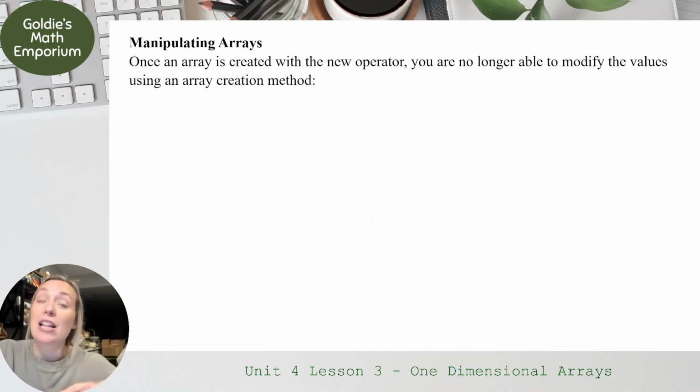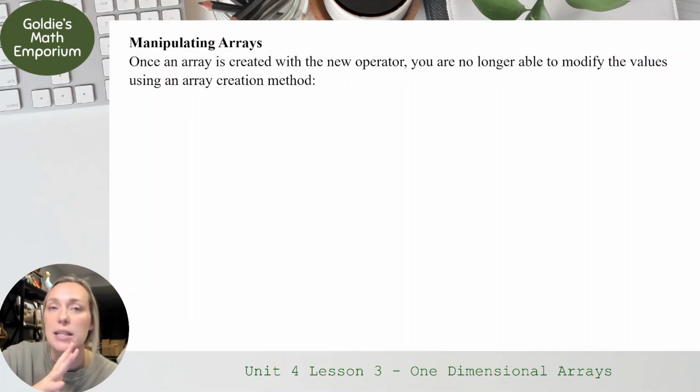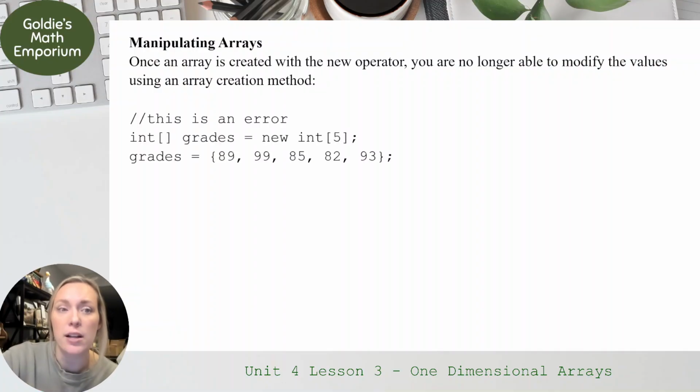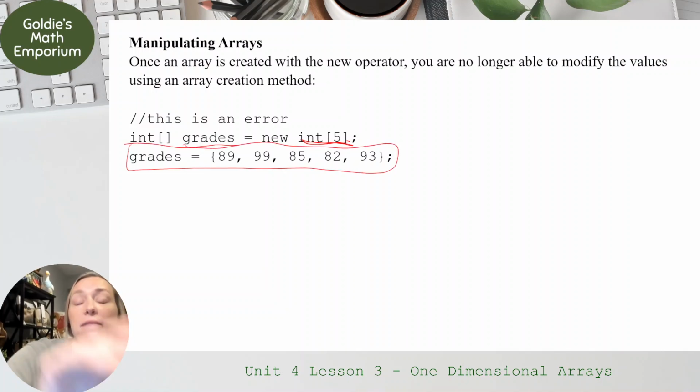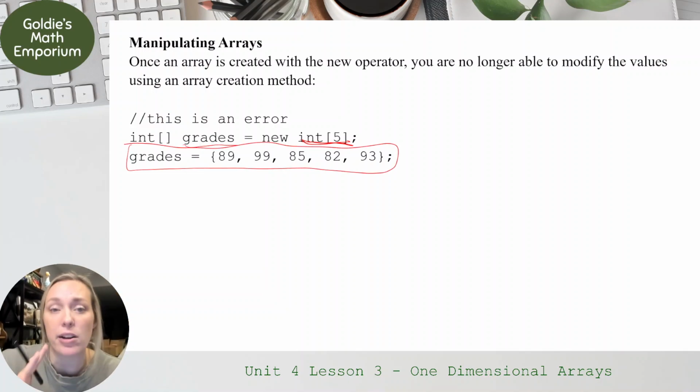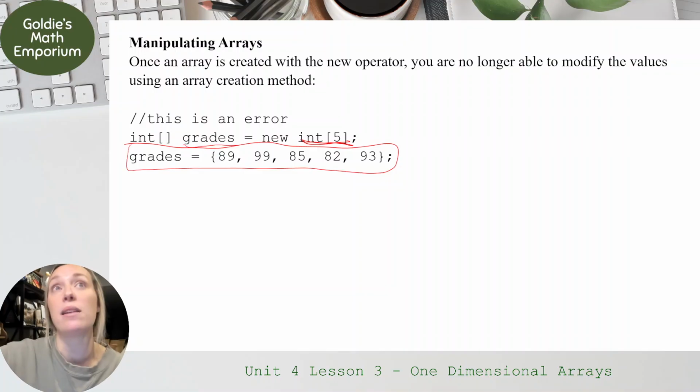Now let's talk about manipulating arrays, because once an array is created with the new operator, you are no longer able to modify the values using the array creation method. This is something I see students always try to do when they first start learning. This is an error. If I create a new array called grades that holds 5 grades, this right here is not how I would give it values. This is a syntax error. You can't do this at all, although students like to think you can. You can't. So if I create a new array of 5 grades, how do I then fill it with values?